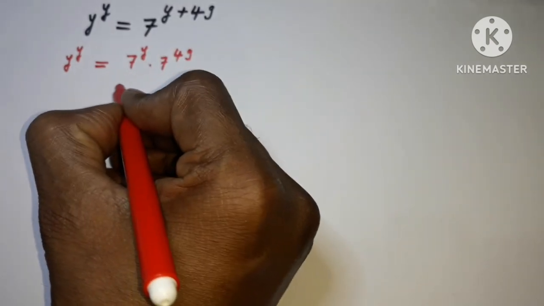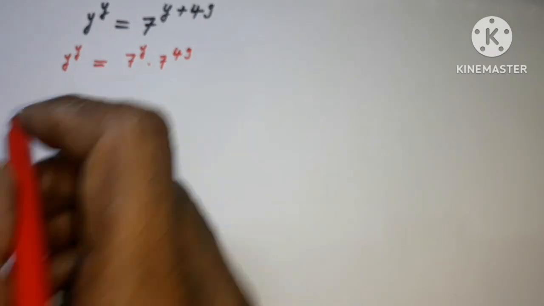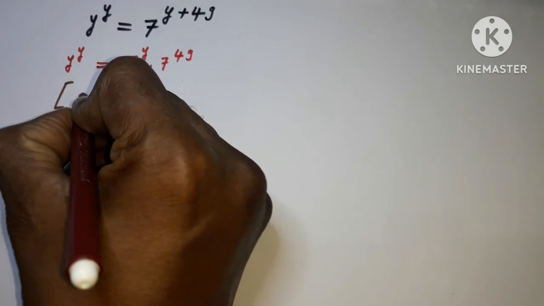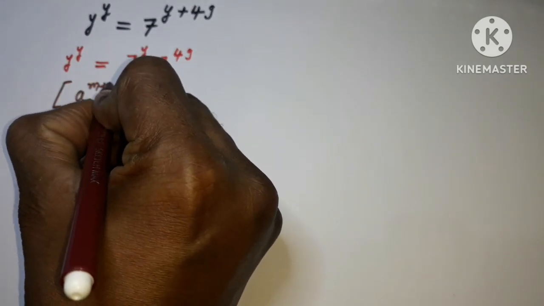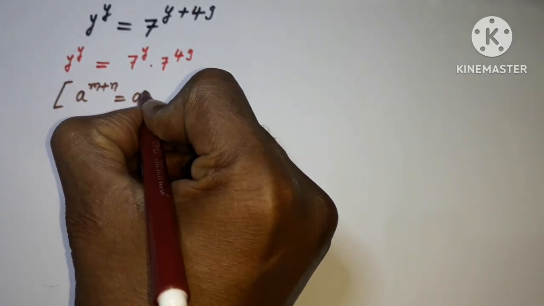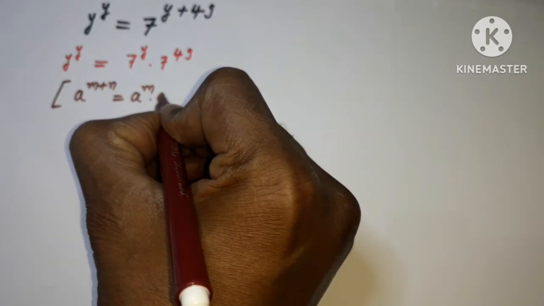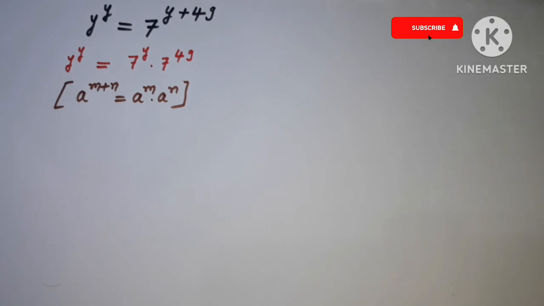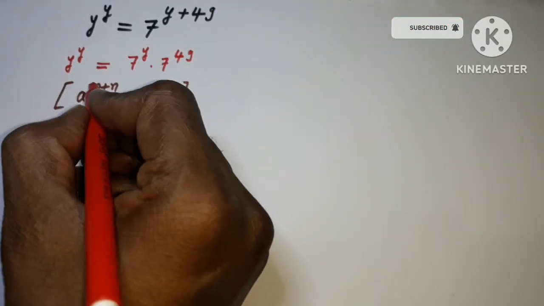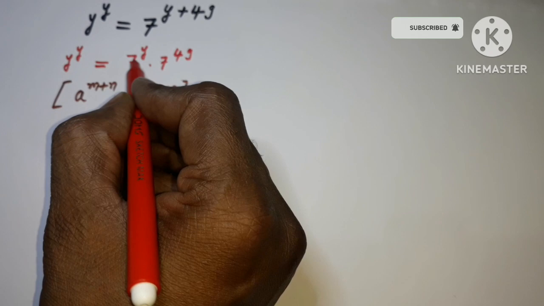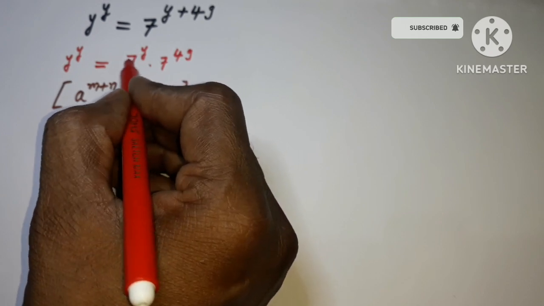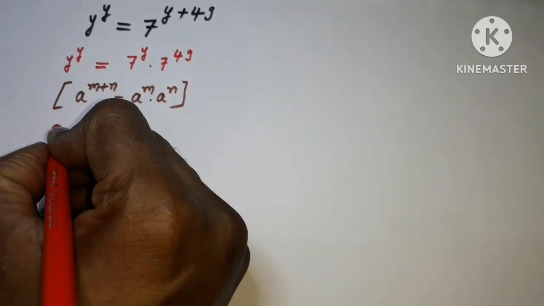I'm writing this by using this formula: if a to the power m plus n, I can make it separate as a to the power m into a to the power n. Because this term has a variable, all the variables should be on the left side.